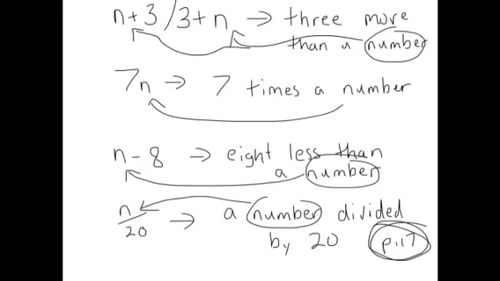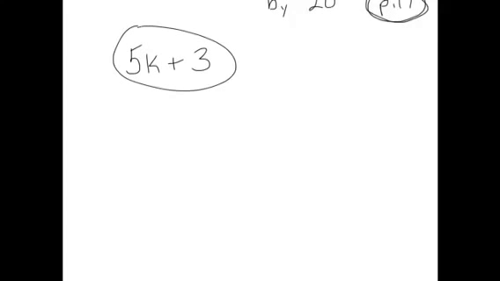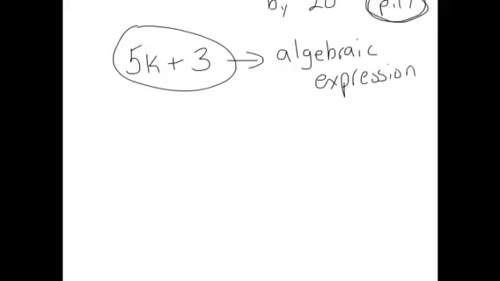Because you will be presented with an algebraic expression, such as the following. You'll be given, for instance, 5k plus 3. There's an algebraic expression. What is the variable? The variable, of course, is k. That's our variable. Now, how do we read this expression so that it makes sense?